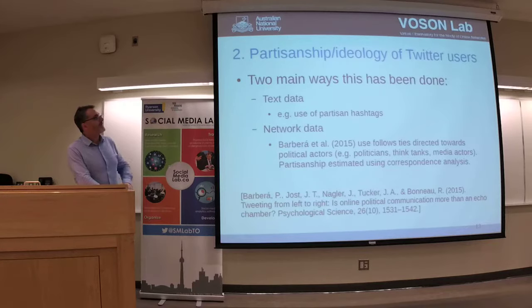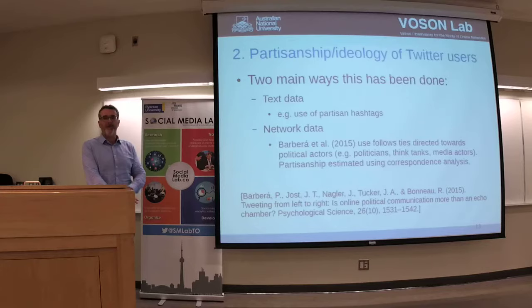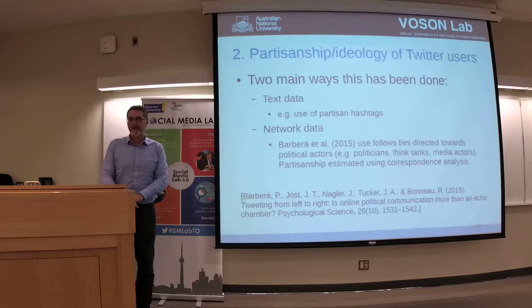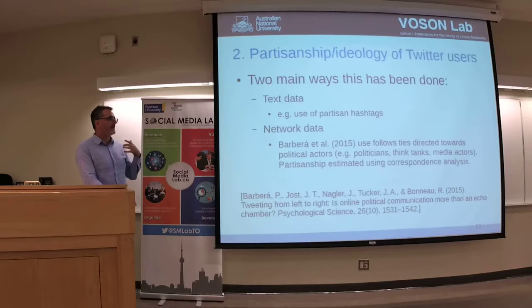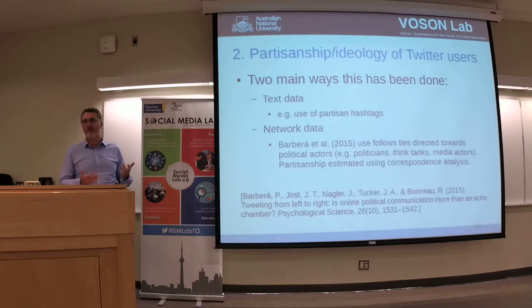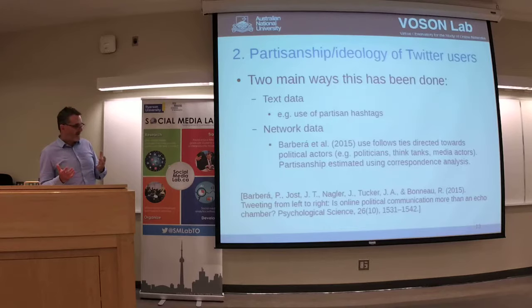So the second challenge was partisanship. How do we actually identify whether a Twitter user is a Republican supporter or a Democrat supporter? There are two main ways that this has been done in the literature. Broadly, the first involves text data. For example, a set of hashtags that are deemed to be partisan in some way, and then it's based on how many hashtags or what hashtags a person is using. So if you're only using Democrat-leaning hashtags, then you're classified as a Democrat supporter, etc.